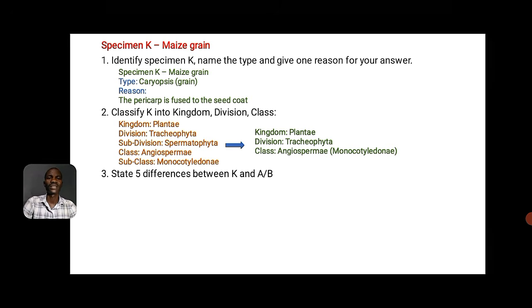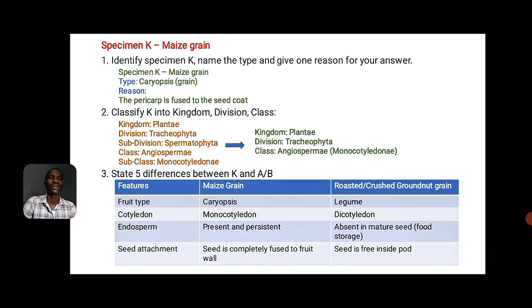Number 3, state 3 differences between K and A or B. A or B, we have already done that in some of the past questions. So 5 differences. We already have the 3 here. So the fruit type, one is Caryopsis, the other one is a legume. One is a monocot, the other one is a dicot. Then for endosperm, it is always present in maize grain. The endosperm.